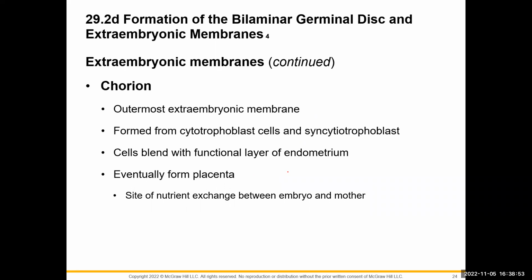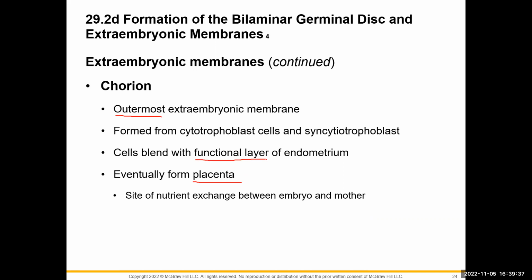All right, our third extraembryonic membrane is the chorion. This one is going to eventually be the outermost embryonic membrane. That's important because eventually the chorion is going to form our placenta. So it's important that you know the chorion comes from the syncytiotrophoblast cells and the cytotrophoblast cells. Those cells will eventually form the chorion, which will in turn form the placenta. And they're actually intermingling with that endometrium, that functional layer in the endometrium.